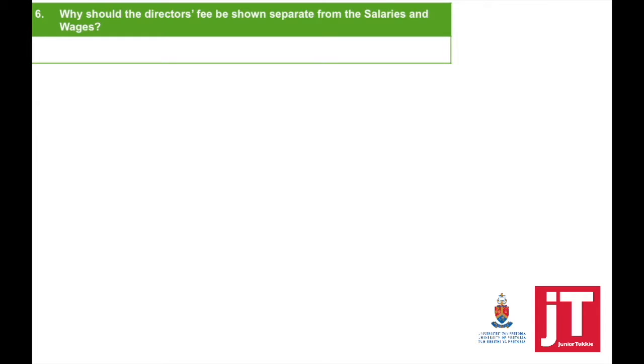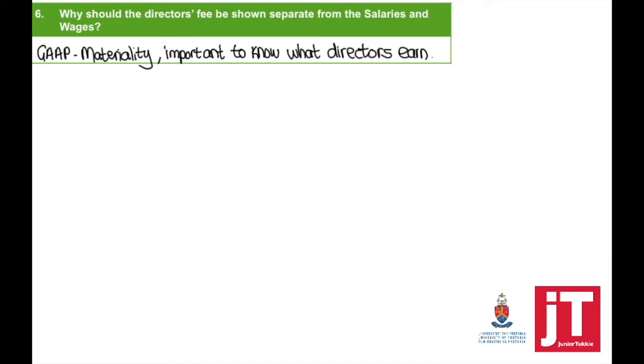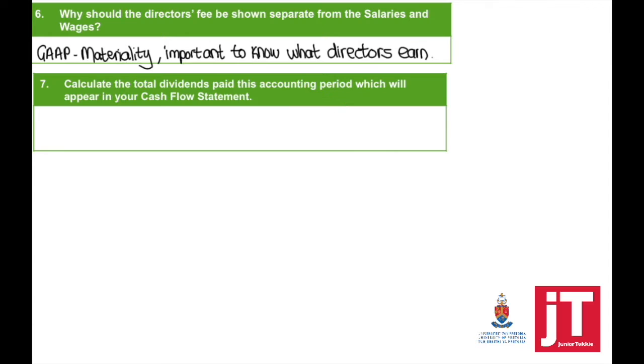Question number 6. Why should the director's fee be shown separate from the salaries and wages? We mentioned this in earlier videos. The GAAP principle materiality is implied. Important information must be shown separately. It's important for the shareholders to know what the directors earn.